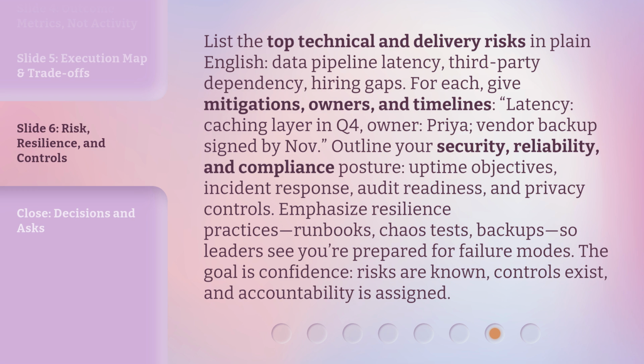Outline your security, reliability, and compliance posture. Uptime objectives, incident response, audit readiness, and privacy controls. Emphasize resilience practices, runbooks, chaos tests, backups, so leaders see you're prepared for failure modes. The goal is confidence. Risks are known, controls exist, and accountability is assigned.